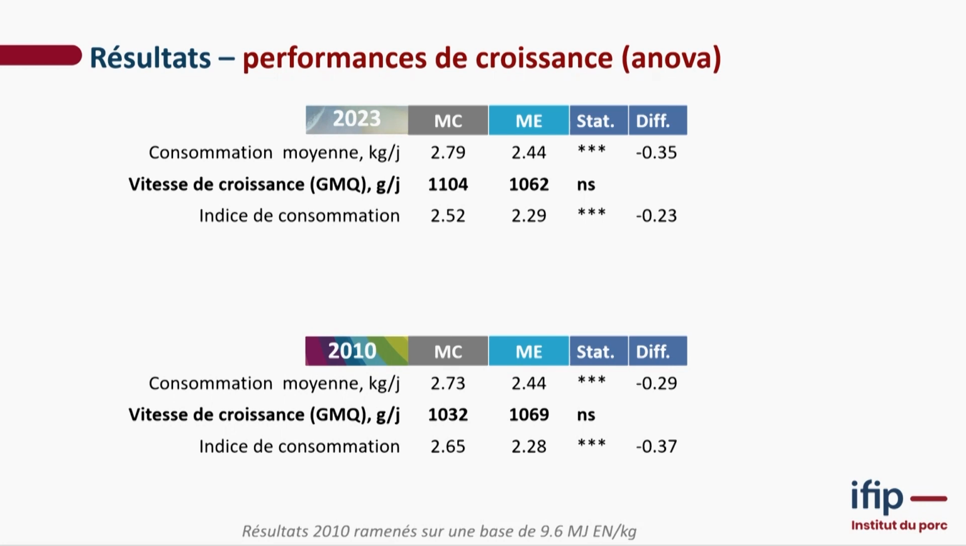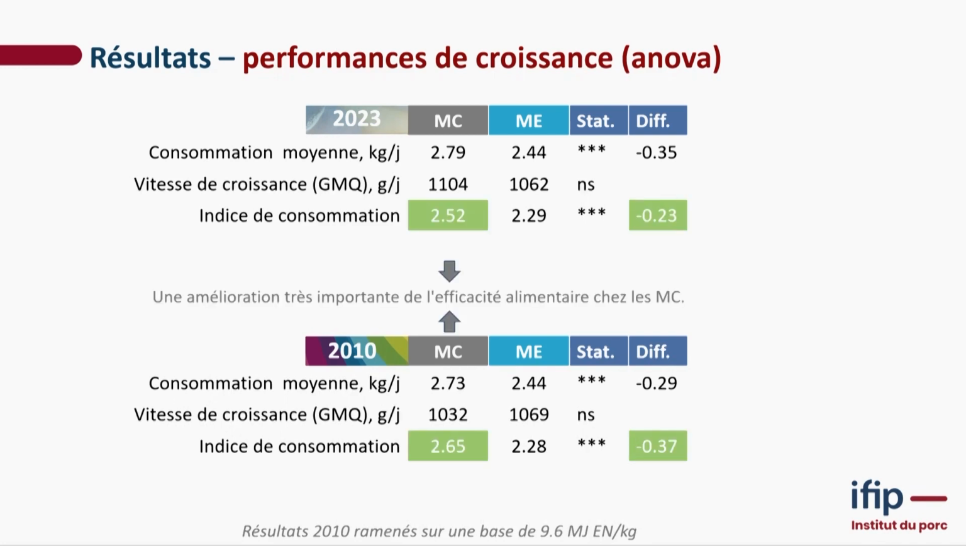Ad lib feed, there's no difference in terms of growth rate, while the other criteria are heavily influenced by castration or non-castration. The intake quantity and consumption index are very different.